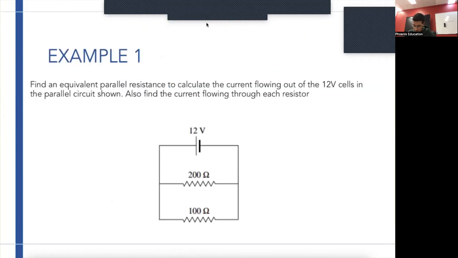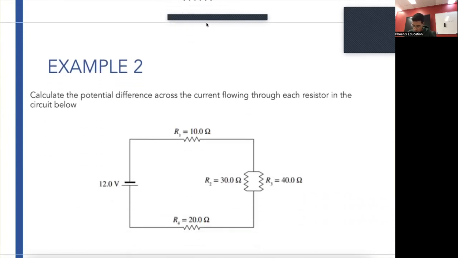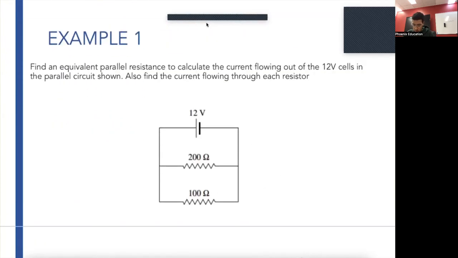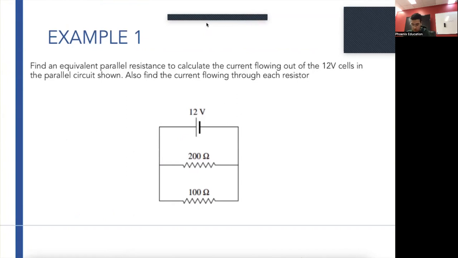So this is a pretty simple example. We won't go through that one. Actually, can you guys try example 2? I'll go through example 1 since we're running really short on time.